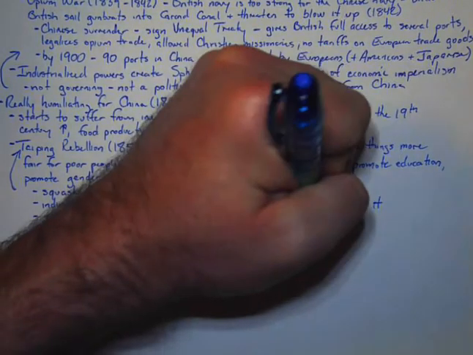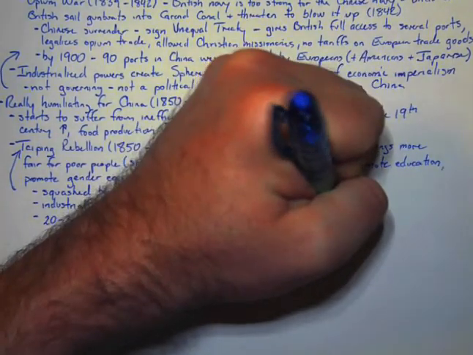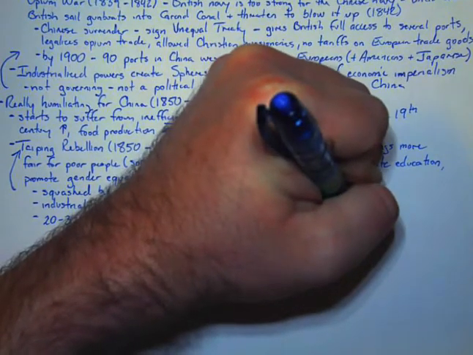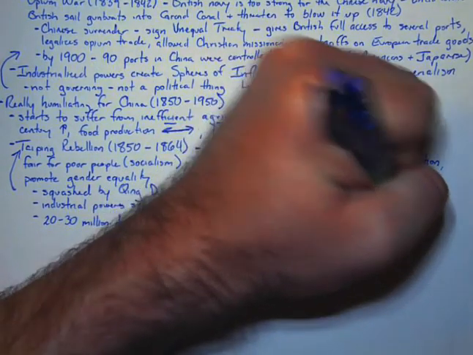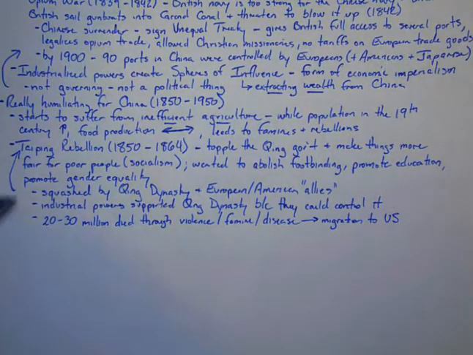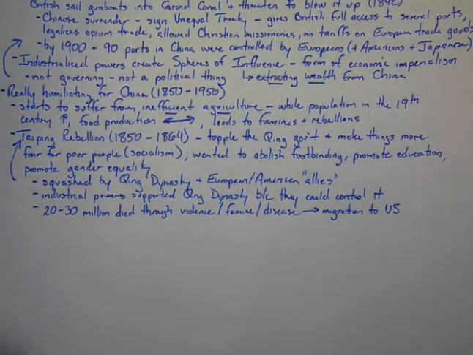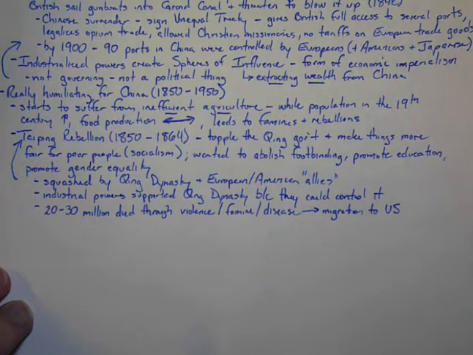And this caused a lot of migration to the United States. So in the midst of the rebellion, this is when a lot of Chinese people left China and came to the United States looking for work or food, either bringing their family or sending money back home to China.